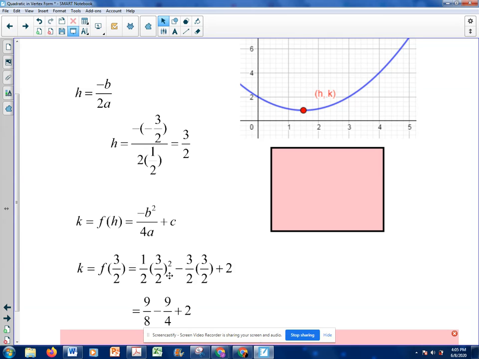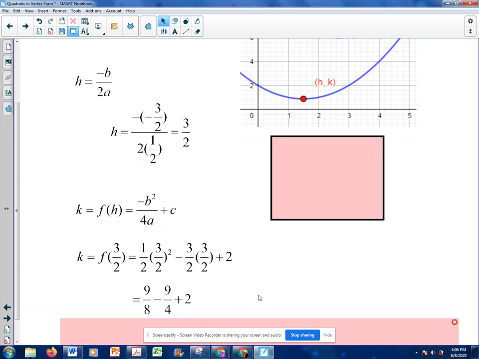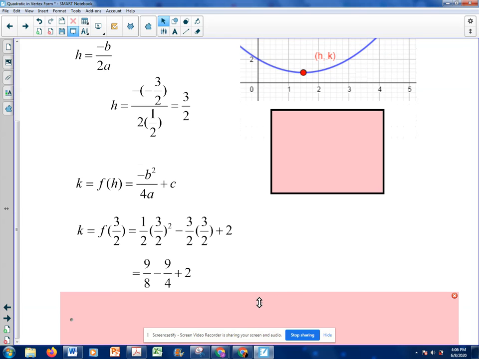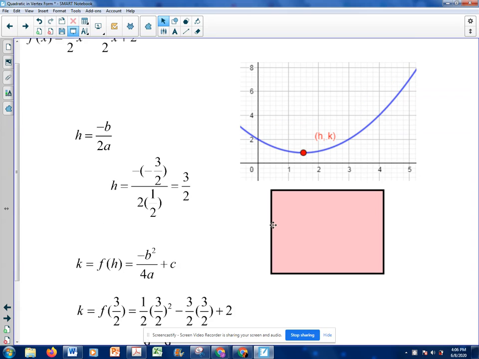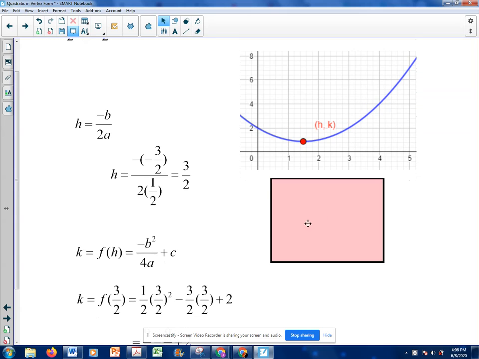Negative times positive is negative. 3 times 3 is 9. And negative 2 times 2 is 4. So I got negative 9/4 is the middle term, and then I got the plus 2 at the end. I just add that all up, which ends up being 7/8, which is why you use the formula instead of just guesstimating from the graph. I would have been wrong. If I put 1 in here, I'd be wrong. 7/8 is right.